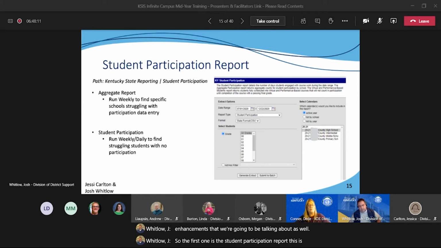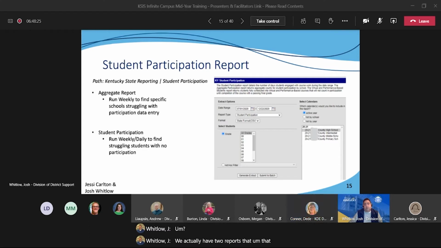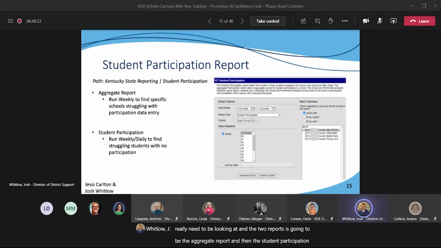This is the biggie that everybody is looking at right now, since we're going to be pulling that on Monday, on the 11th. So right now, we actually have two reports that you all probably really need to be looking at: the aggregate report and then the student participation report. We also have a lot of districts right now who are asking us which report should they be running and how often should they be running.